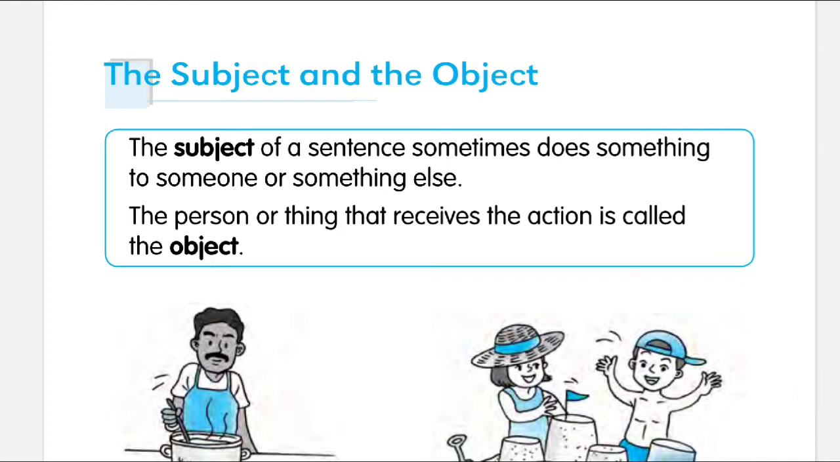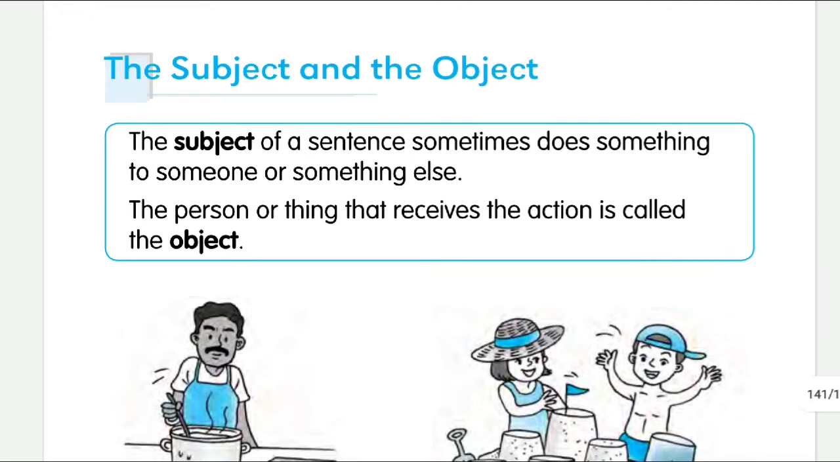So now move to the next part, the subject and the object. Let me clear once again what is subject and what is object. The subject of a sentence sometimes does something to someone or something else, meaning the worker, the working person. The object is the person or thing that receives the action. Whichever thing or person the action is applied on is called the object. Generally, it is at the end of the sentence.